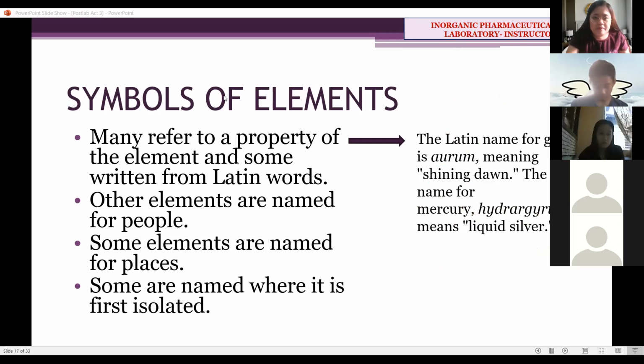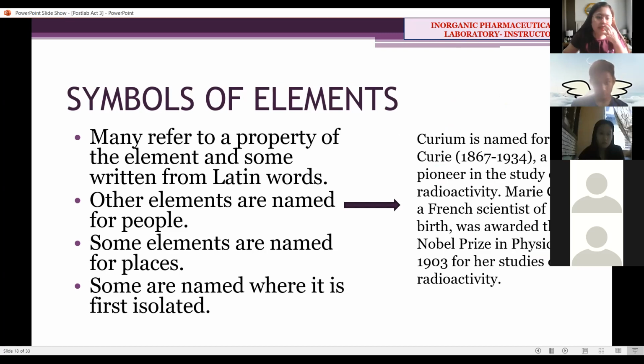And then, the next one, other elements are named for people. So depende na ay mga elements nga giname sila kung kinsay naka-discover sa ila, or nalang jud element nga giname sa isa ka scientist because of his or her notable work sa field. So just like the curium, the element curium was named after Marie Curie. So si Marie Curie is a scientist. She won Nobel Prize in Physics and ang iyahang work gyud is more on the radioactivity. So again, an element was named after her and that is curium.